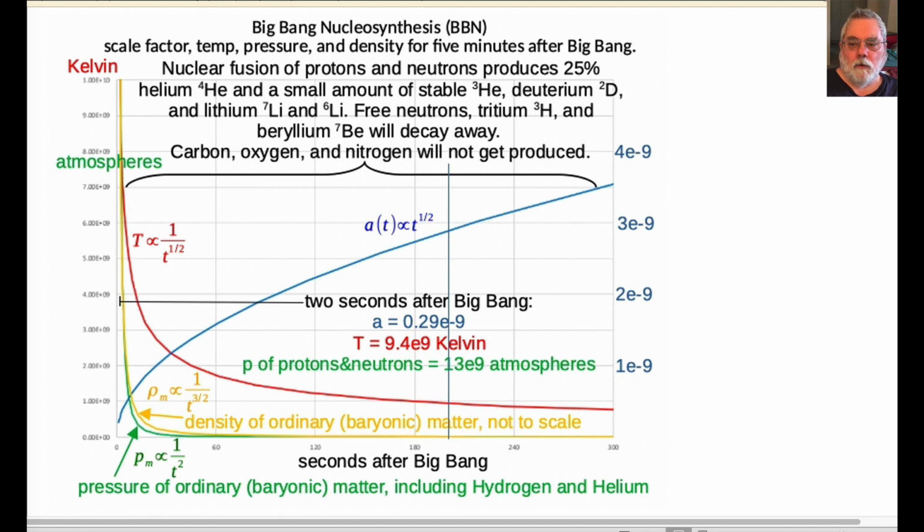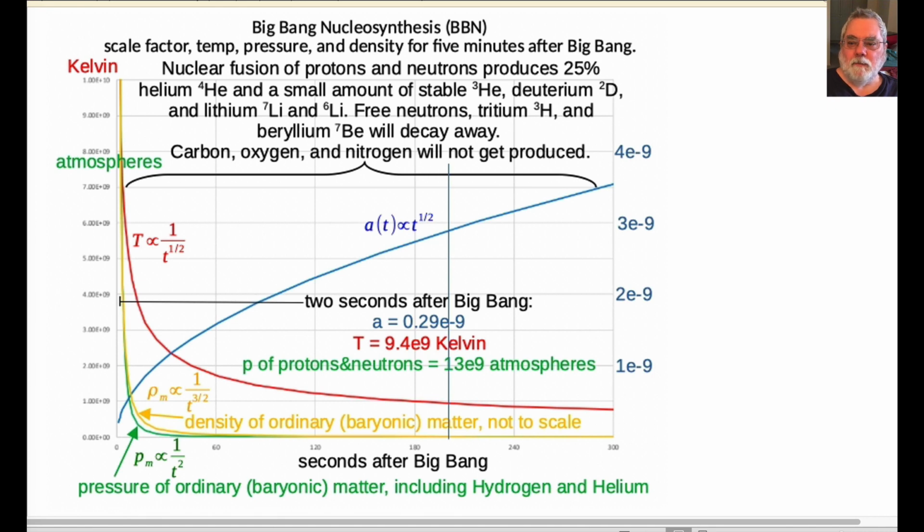Neutrinos played no role in the next few minutes of the universe. Dark matter was 85% of total matter, as it is today, but dark matter played no role in the next few minutes of the universe. So, for these 5 minutes, it's all about ordinary matter and radiation.